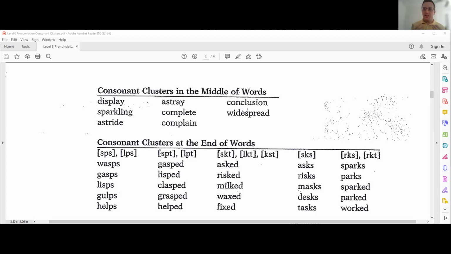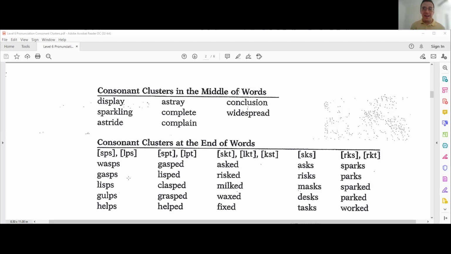As you can see, consonant clusters are very common at the end of words in English because we add consonant sounds for several different reasons. For example, we will add the S sound to a plural noun. One wasp, but I have two wasps. One park, two parks.